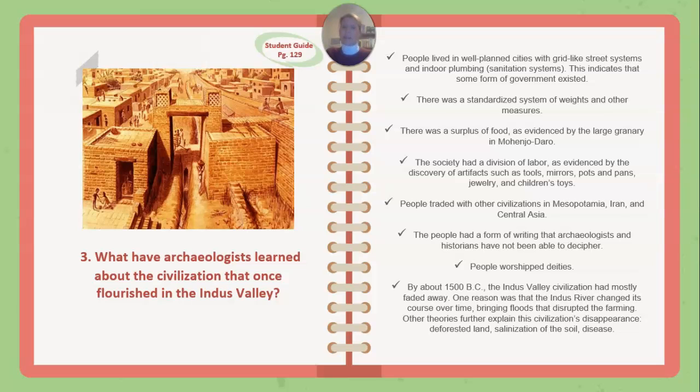By 1500 BC, the Indus Valley civilization had mostly faded away. One reason was that the Indus River changed its course over time, bringing floods that disrupted the farming. Other theories further explain the civilization's disappearance: deforested land, salinization of the soil, disease. Some people say maybe there was an earthquake, some natural disaster, so they really don't know exactly why the Indus Valley declined.